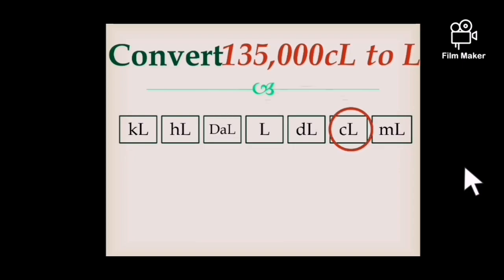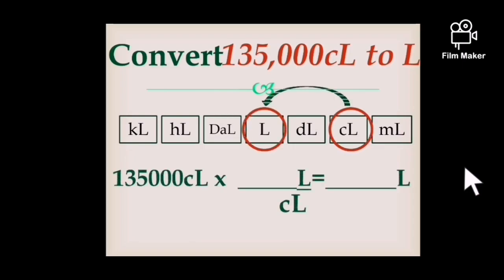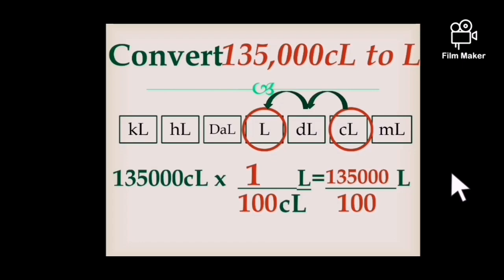From centiliter to liter, we have 2 units away. So we're going to multiply 10 ng dalawang beses. 10 times 10 is 100. So 1 liter is equal to 100 centiliter. We are converting smaller units to bigger, so we have to divide. 135,000 divided by 100. I-cancel natin yung dalawang zero. So it is now 1,350 divided by 1. So the answer is 1,350 liters.